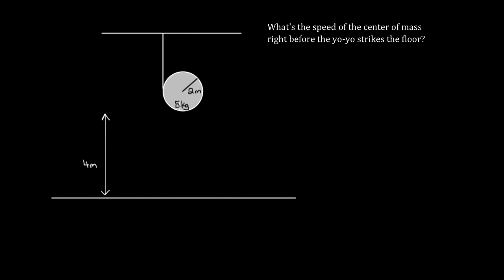As it rolls, it's going to be moving downward. Let's say you drop it from a height of 4 meters, and you want to know, how fast is this cylinder going to be moving? How fast is the center of mass going to be moving right before it hits the ground? That's what we want to know.